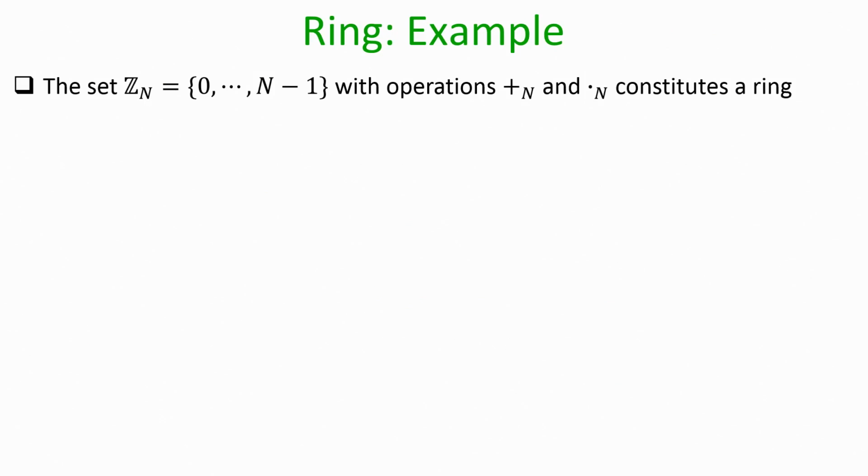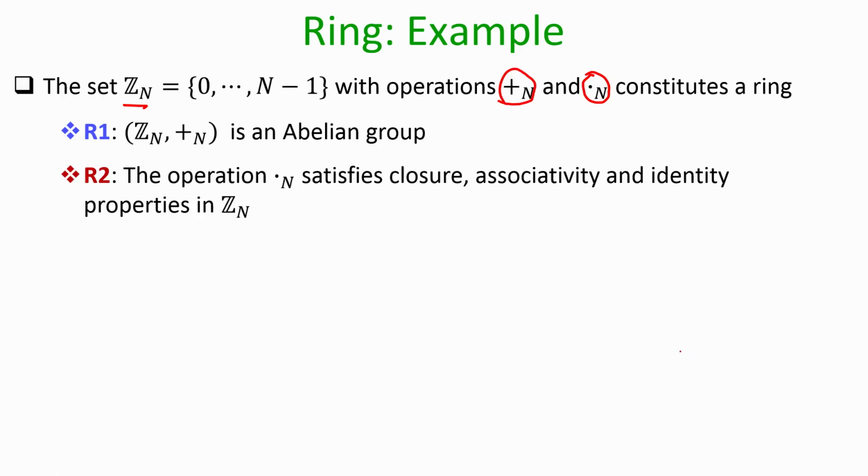So, let us see some examples for ring. So, recall our set Zn is the set of integers 0 to n minus 1, and suppose I take two operations here. My plus operation is the addition modulo n, and my multiplication operation is multiplication modulo n, and my claim is that with respect to these two operations my set Zn satisfies all the ring axioms.